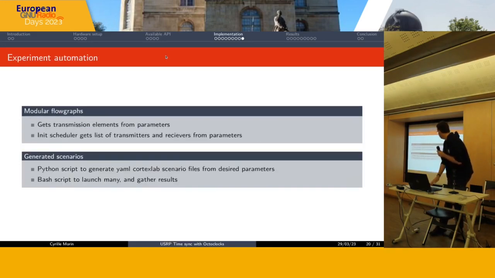Okay, so now, slight additional element. I made it so that these flow graphs can take a bunch of parameters like the center frequency, the sample rate, what are the nodes taking part in this specific experiment, etc., so that we can write some scripts to generate a bunch of different experiments with slightly different parameters to sweep a range of parameters, basically.